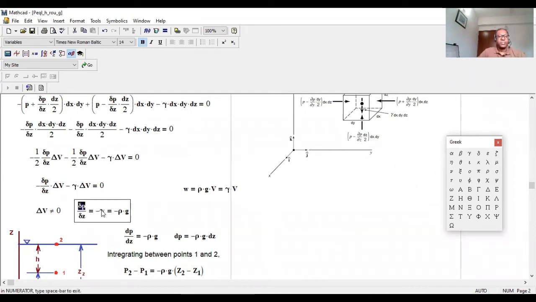So what do you see? That means fluid pressure along the z direction, the vertical one, is changing, it is no longer constant.